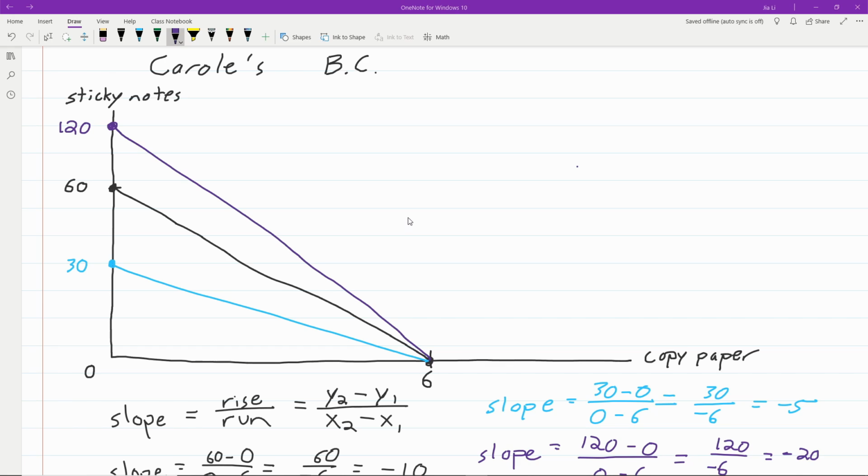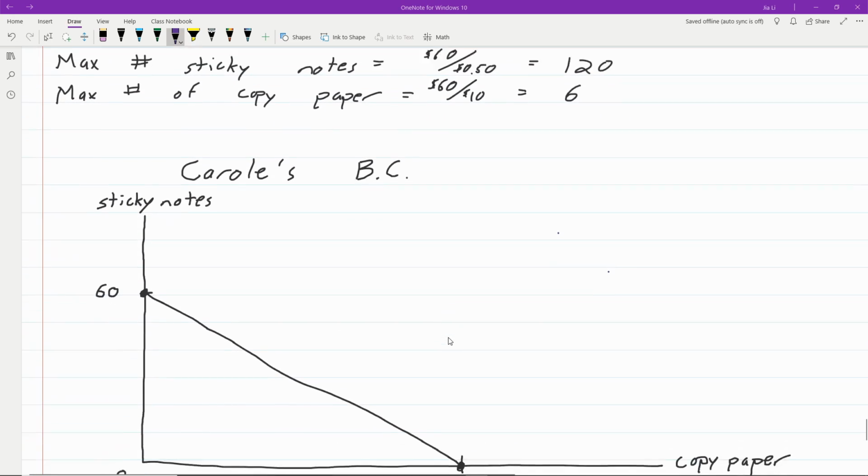Okay, so that's what happens if the price of sticky notes changes. Well, what happens if the price of copy paper changes? Basically, the line will pivot kind of like what we see here, except instead of pivoting on the y-axis, it will pivot along the x-axis instead. So here, I'll go ahead and quickly show you what that looks like, but instead of using specific numbers, I'll just keep it general.